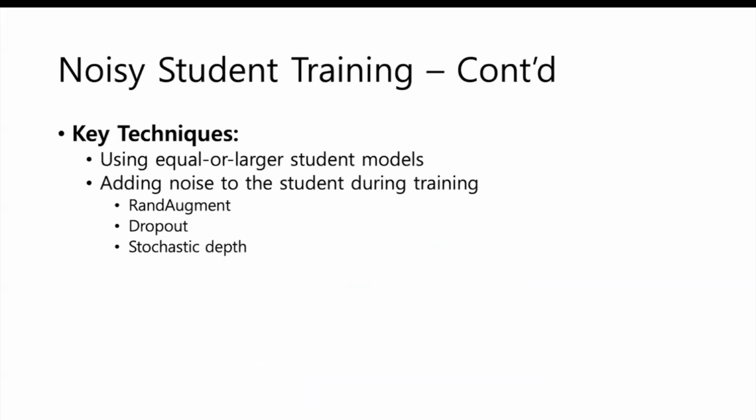During training, they used equal or larger student models that can learn better from a larger data set. This allowed the student model to learn more complex patterns and improve accuracy. Additionally, they added noise to the student model to prevent overfitting on the pseudo-labeled, unlabeled images.